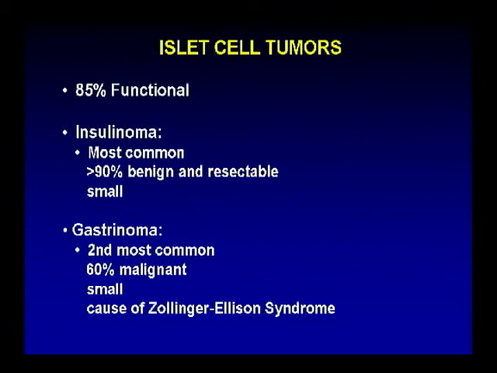Islet cell tumors, 85% are functional. And I always say that if you have to have an islet cell tumor, insulinoma is the best type to have. These are the most common. Greater than 90% are benign and resectable. They are of small size, typically. Gastrinomas, on the other hand, these are the second most common, but you can see that 60% are malignant. They also tend to be small, and they're associated with ZE, Zollinger-Ellison syndrome.